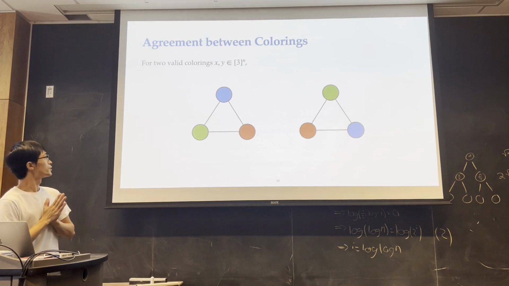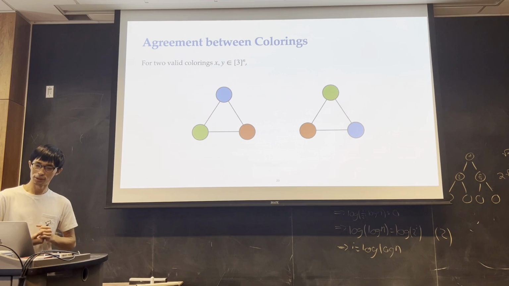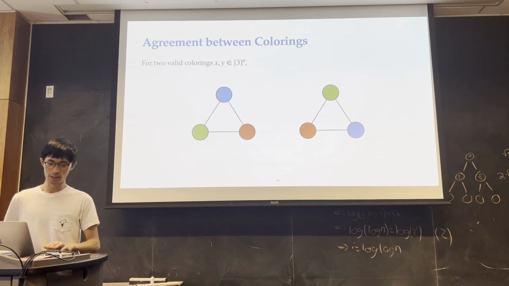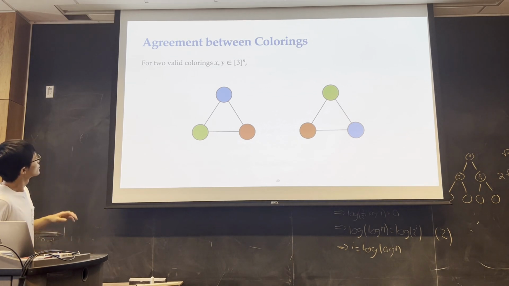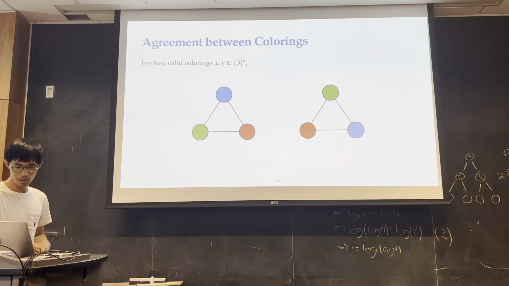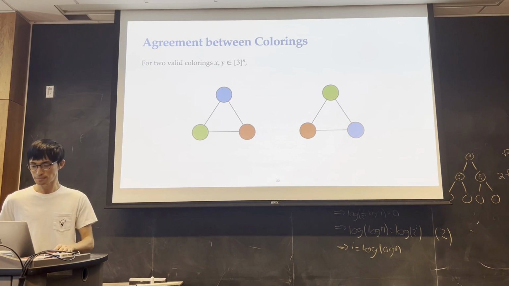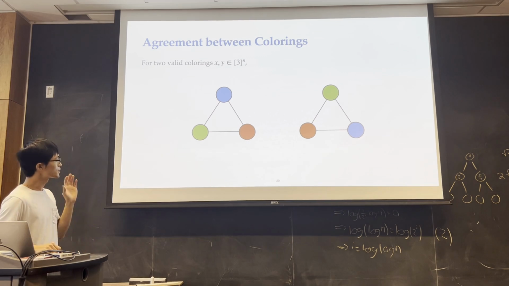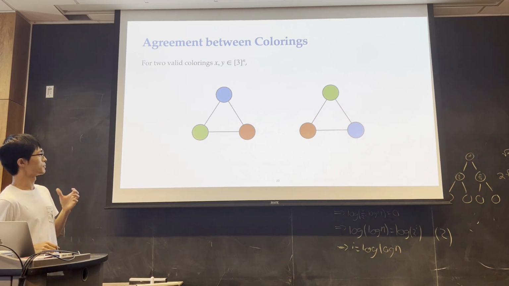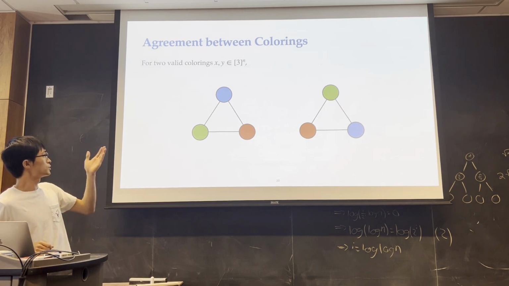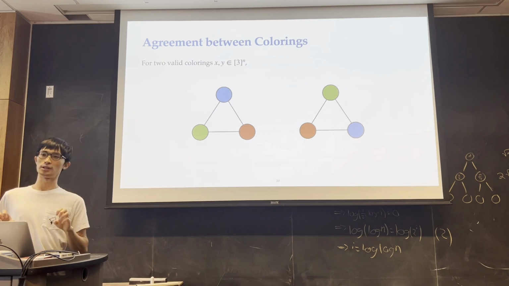So again, for 3-colorings, we need to define what we mean by distinct, or what we mean by agreement. So let's look at these 2 graphs. These are 3-colored. And let's say the vertices are labeled, so we cannot permute the vertices. These 2 colorings should be the same because we can permute the colors. Even though these 2 colorings color the vertices differently, we should consider them to be the same 3-coloring.